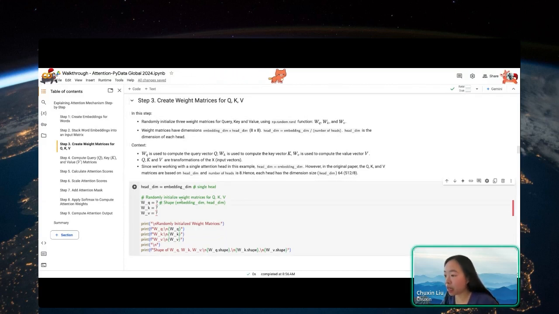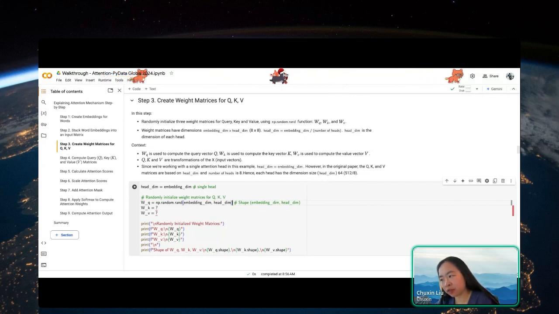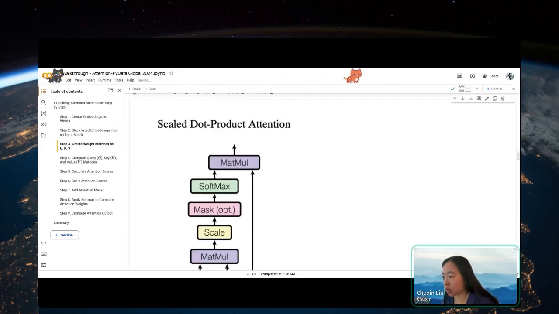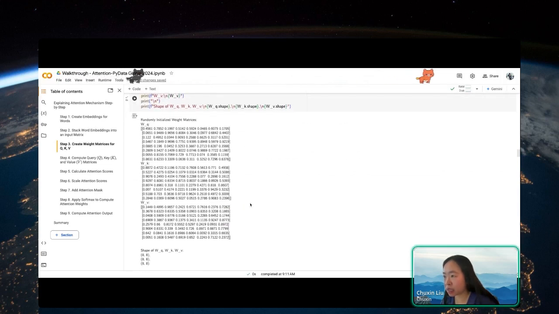Okay, so the answer will be numpy.random.rand, embedding dimension and head dimension. In the paper, head dimension is different from embedding dimension because there is a multi-head structure. But here, since we're only working with one head, both of them equal 8. And if you hit run, you will be able to see that all three matrices have a size of 8 by 8.